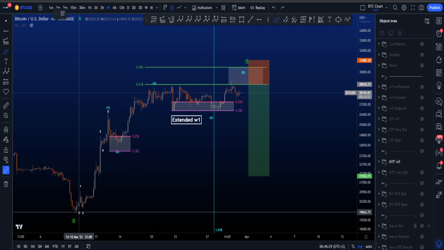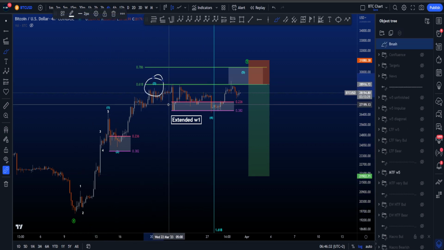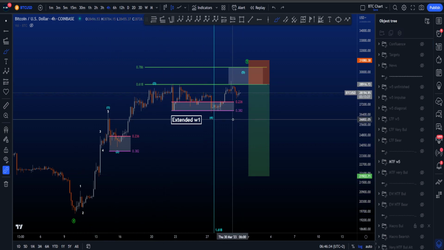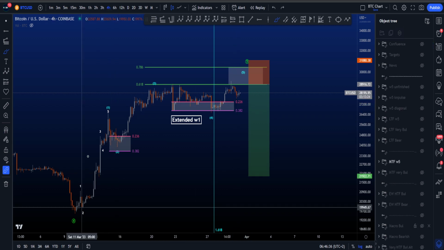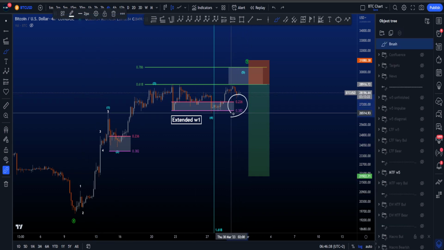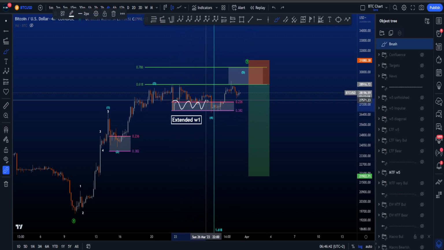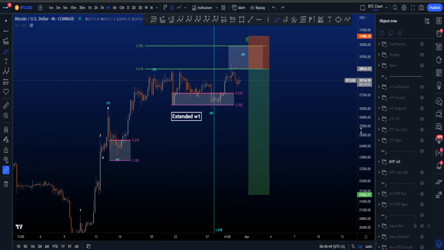Wave 3 with an extended wave 1 does not have a particular target, so that is fine. The most common target for a wave 4, if wave 1 is extended, is in between the 0.382 and again the 0.236. And also here, very, very nicely respected, exactly what you want to see.